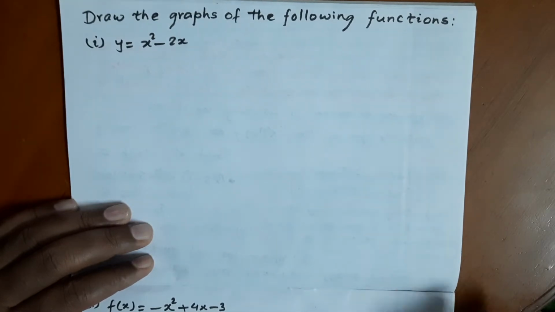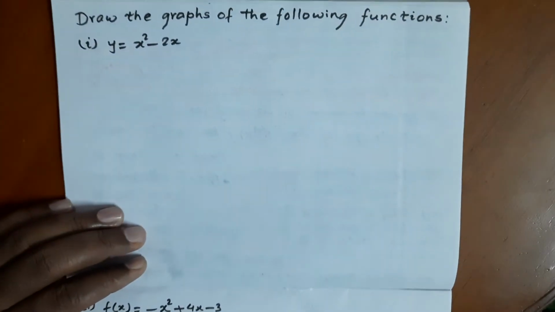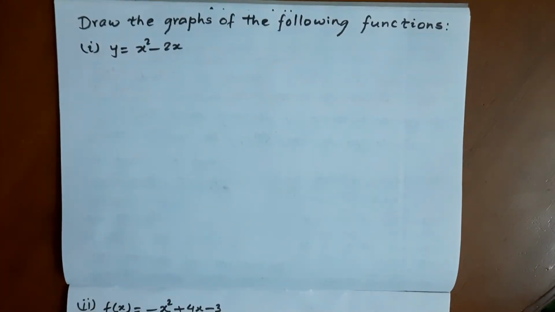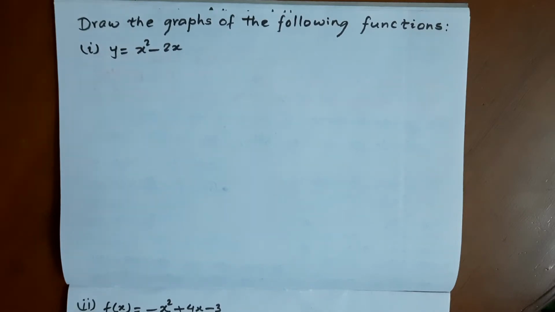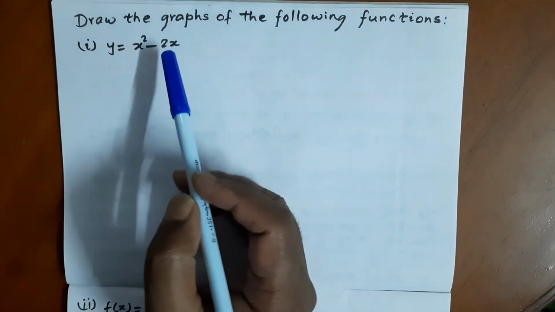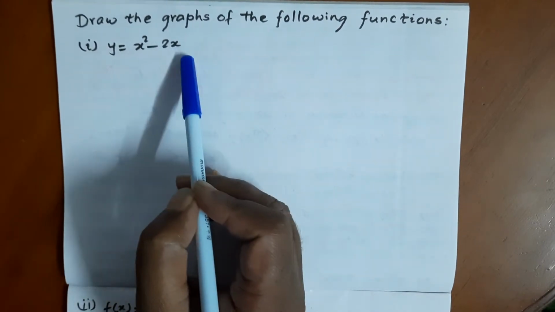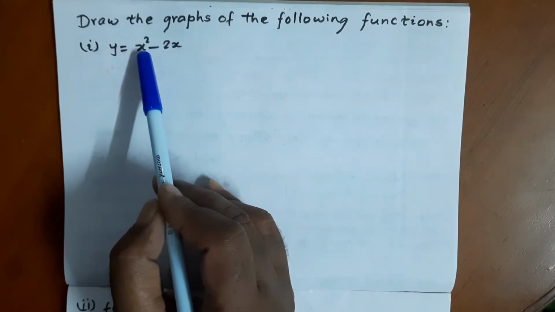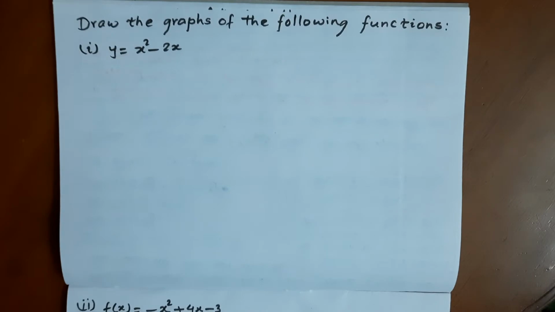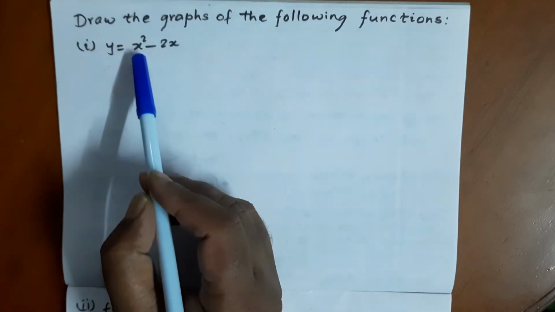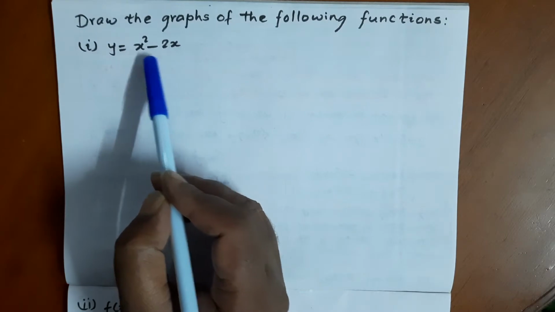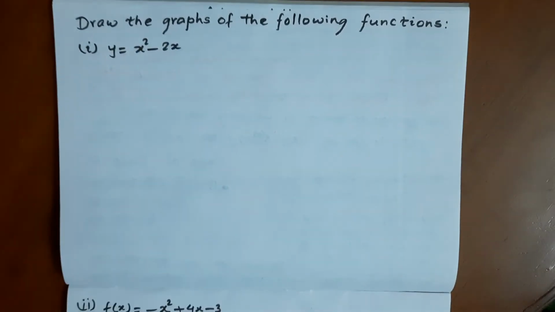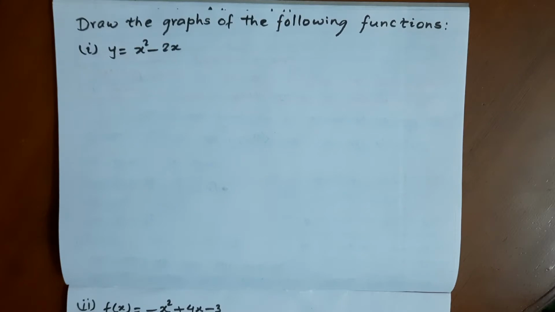Now I'll start today's topic. So here we have to draw the graph of the function y equals x square minus 2x. This is the quadratic type of curve or quadratic function because the highest power of the variable is 2. So the function having power of the variable 2 is known as a quadratic function in general understanding.